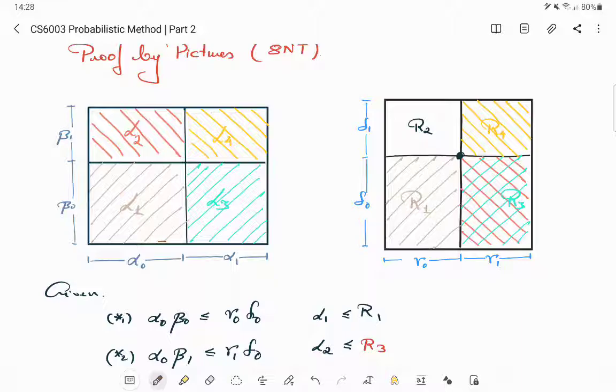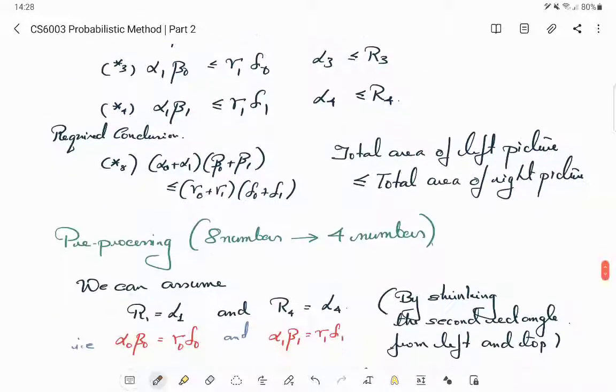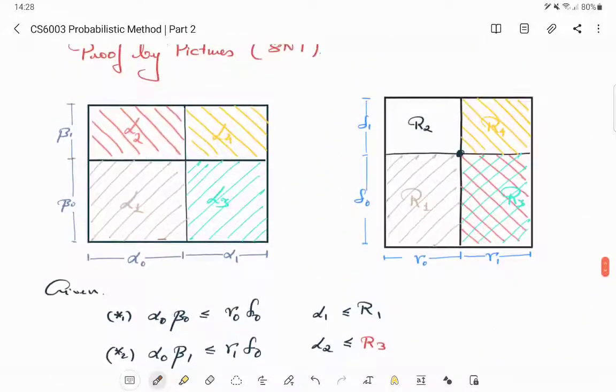Anyway, in order to keep our proof simple, we are going to reduce these 8 numbers to a set of 4 numbers, and to do that we shrink this rectangle, once from the left. This edge we will move inward. We know that L1 is less than or equal to R1, so R1 is bigger than L1 in area. So I'll shrink R1 by moving this left margin inward till L1 is equal to R1, okay.